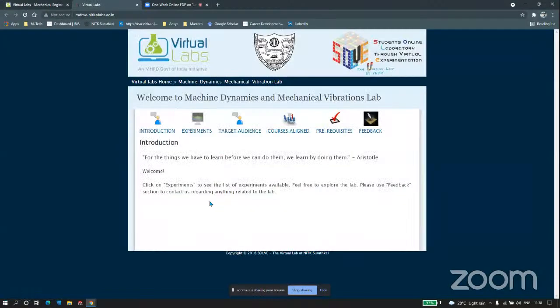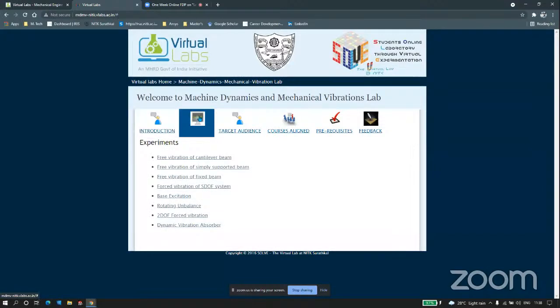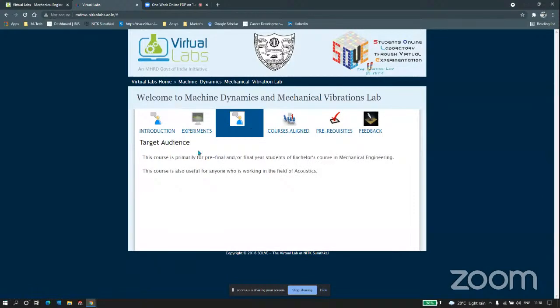On this page you will get an introduction about the lab. Here you can read about the lab, then the experiments under the machine dynamics and mechanical vibration lab. You will have multiple experiments under the MDMV lab. The next tab is target audience. It gives you an idea about who can take the course. This is primarily for final year or pre-final year students. It can also be used by those working in the field of acoustics.